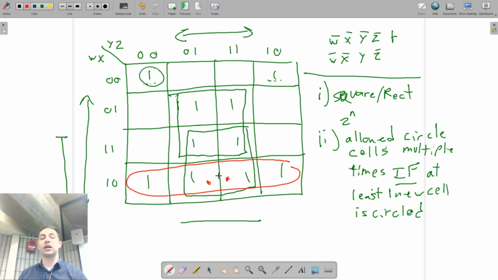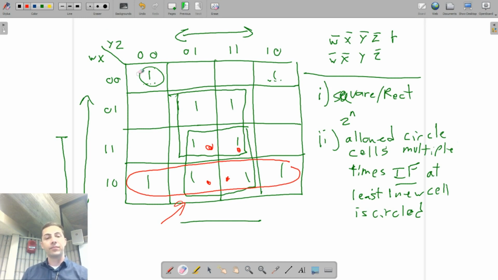Yeah, it actually doesn't add anything anymore. So if I were to not circle this bottom group of 4, this red group would still cover this cell and this cell, and the middle group would cover this cell and this cell. So this, what's called an implicant, is irrelevant. Okay.